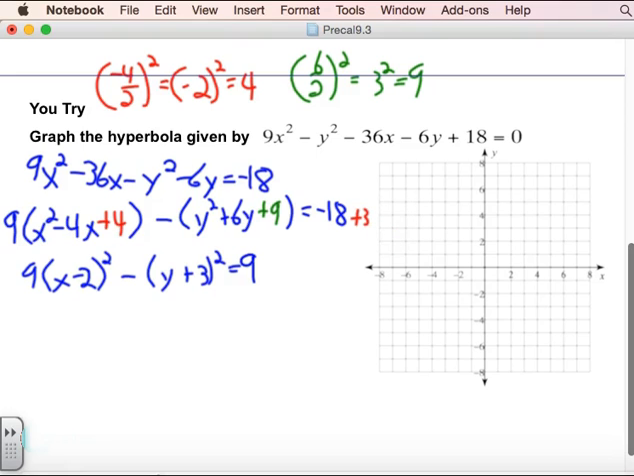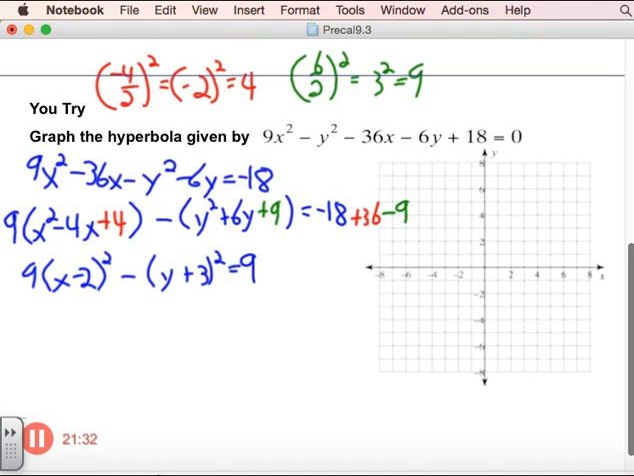Then for the y squared term, we've got to take half of 6. Half of 6 is 3. 3 squared is 9. So we add in 9. But remember, we factored out a minus. So we really subtracted 9, because that minus will distribute to the 9 and make it minus 9. So on the right side, we have to subtract 9 to make sure it stays balanced.